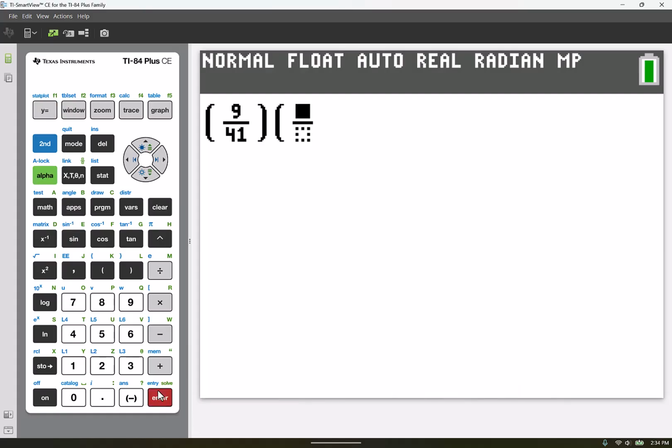What was the other one? 24 over 25. Was it a plus or a minus? Plus. Plus, open another parenthesis, alpha y equals enter. What was the other one? 40 over 41.